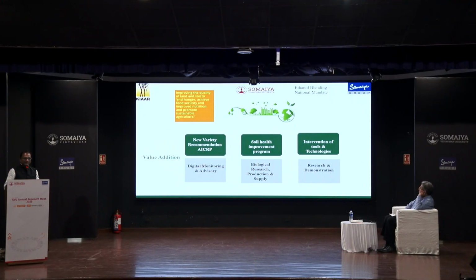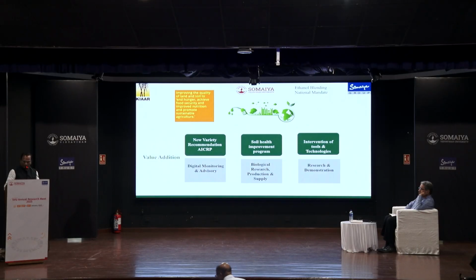Digital monitoring we started recently. One project is we are working with the NABARD bank. And then biological research, which is very important. Soil microbiology is very important for any yield enhancement, or the quality of the produce is mainly dependent on the soil microbes. So that area we are focusing.